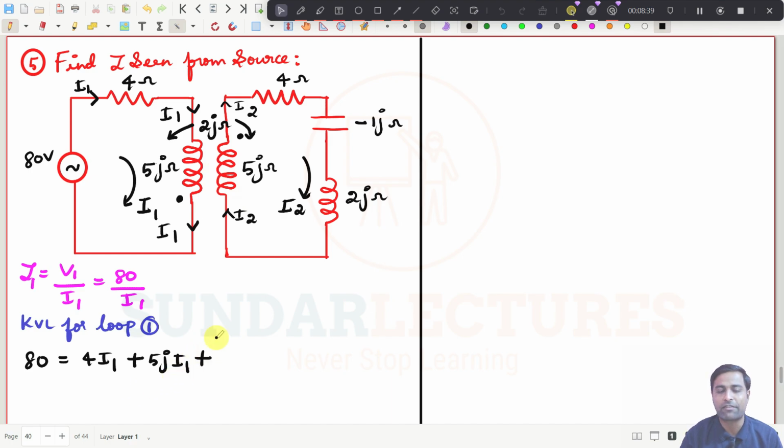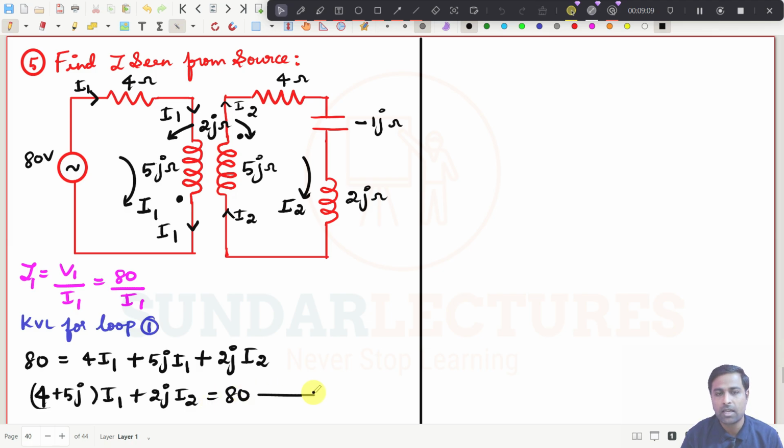So what do I have to put? I have to put plus the mutually coupled reactance, that is 2j. What is the second coil current? It is I2, right? That's all. I have written this one. So for further simplification, I will write it here: (4 plus 5j) into I1 plus 2j into I2 is equal to 80. This is equation number 1, simply, right?